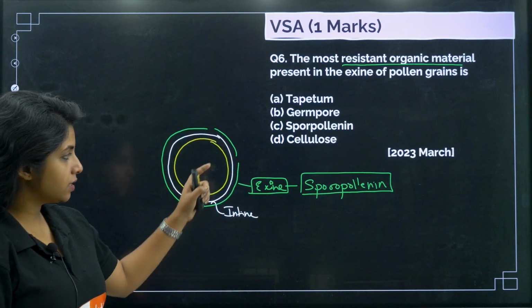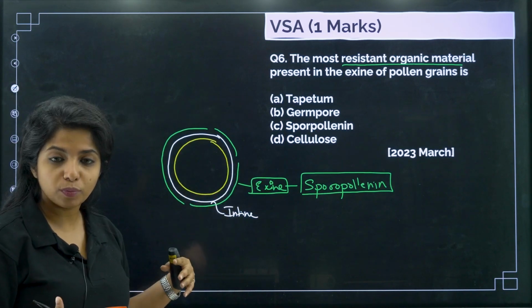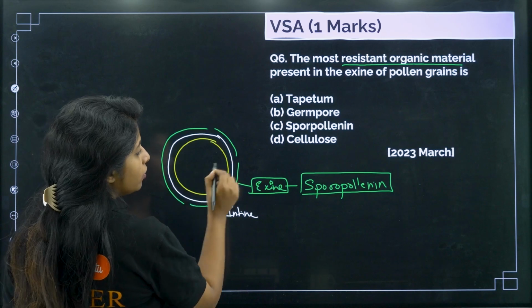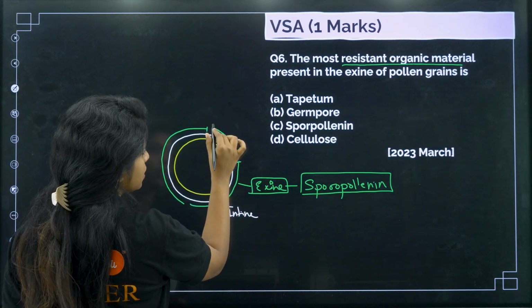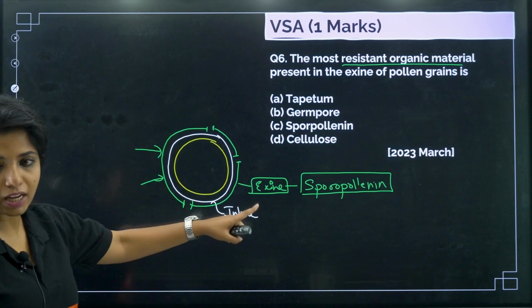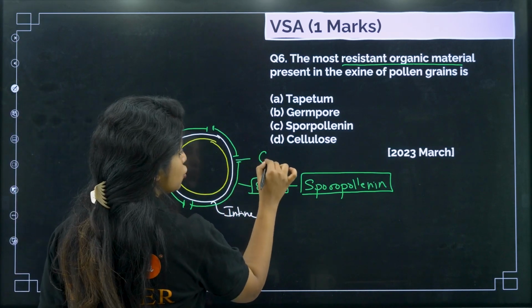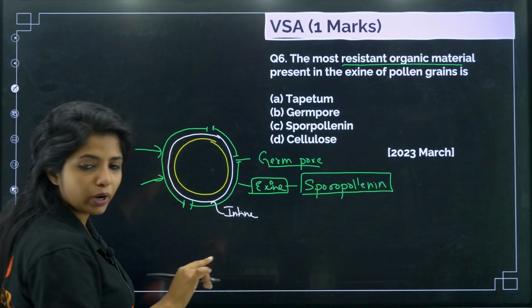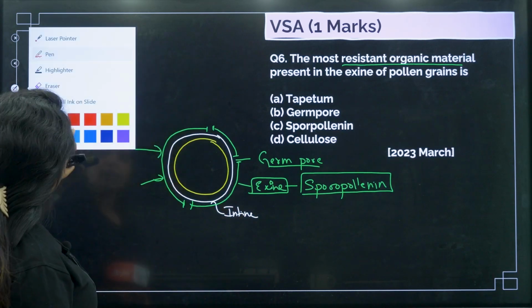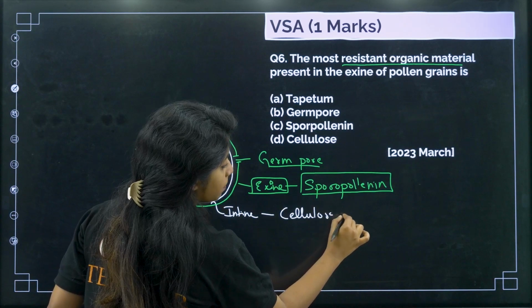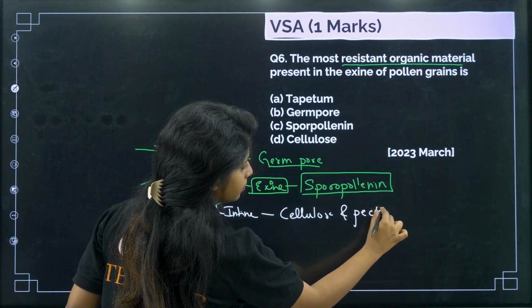And since some moisture has to get inside the pollen grain, what do we have? We have certain space in the exine, because anyway nothing can pass through this hard surface, right? Because it has sporopollenin. So this space is known as germ pore. And I'll tell you one more thing since we are talking about this. Intine is made up of cellulose and pectin.